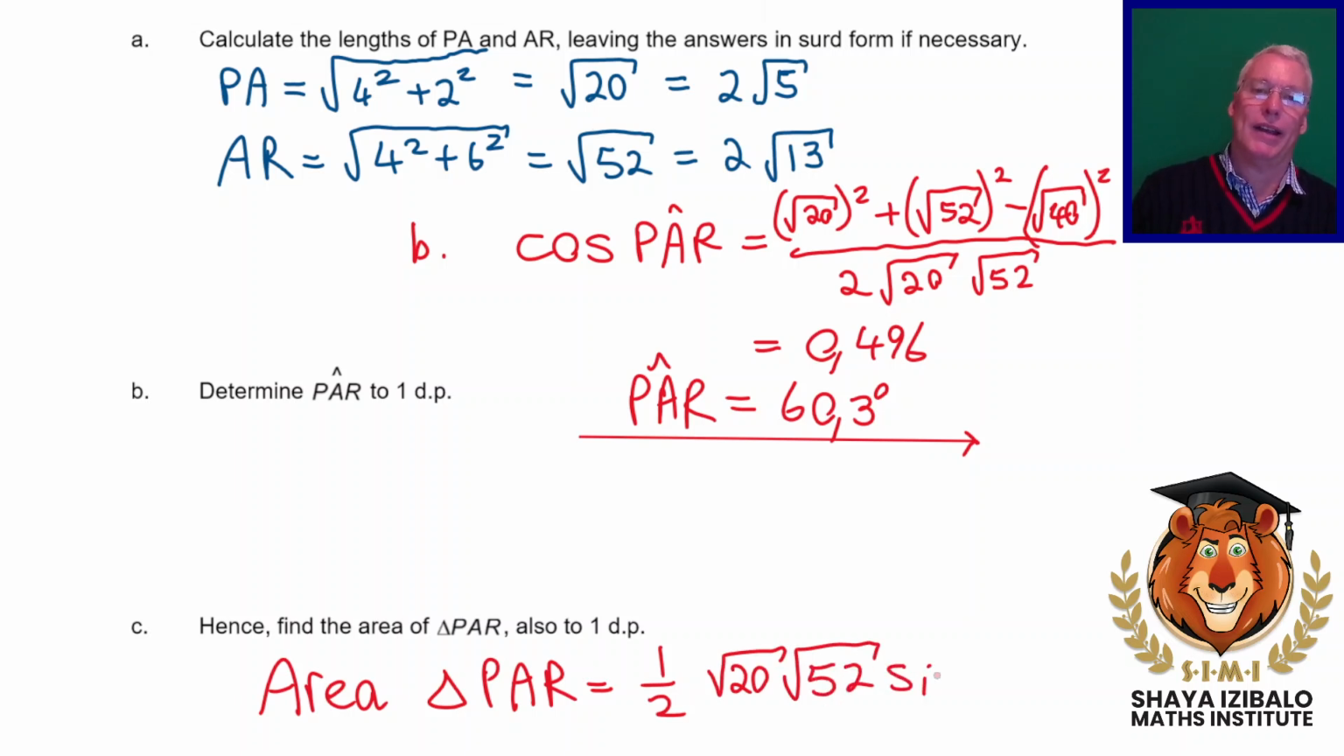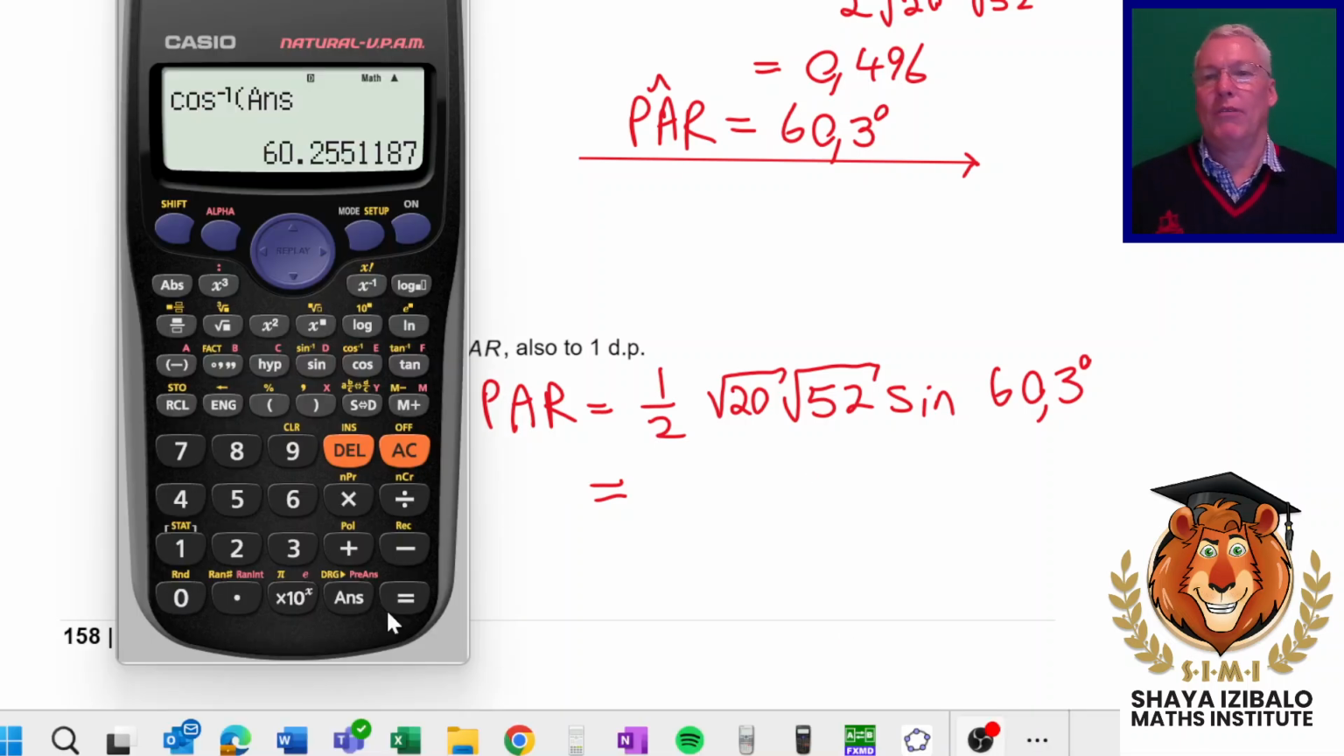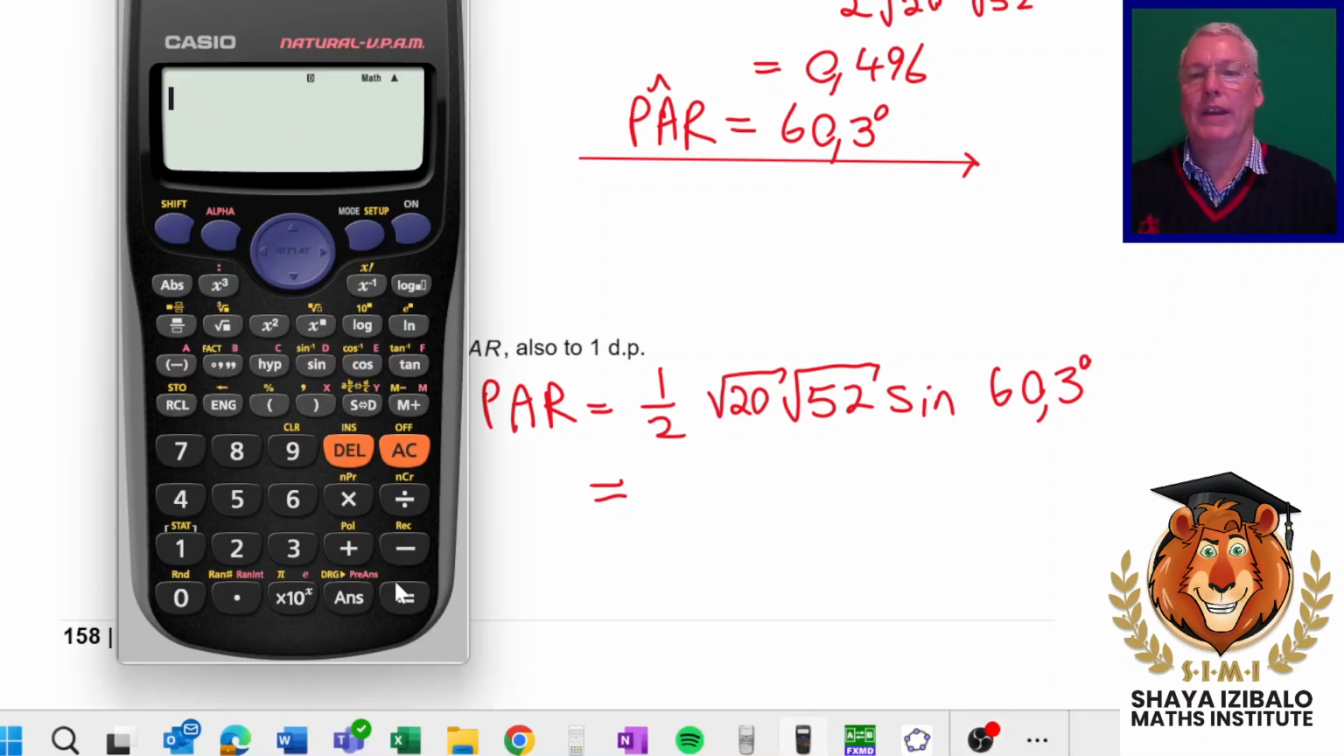Times by the sine of the angle in between those two sides, so the sine of 60. Okay, and we can quickly bring up our calculator and see what that comes to. We've got the answer there, the angle there. Even if we press all clear, it's in the answer memory, so we don't need to store it anywhere else.